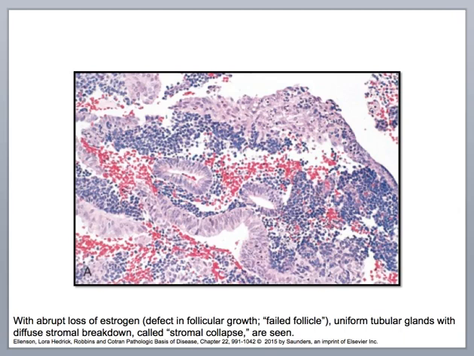When there is an abrupt loss of estrogen, such as a defect in follicular growth, so-called failed follicle, uniform tubular glands with diffuse stromal breakdown, called stromal collapse, are seen. Notice in this image how the stroma appears condensed and hypercellular in comparison to normal endometrium.